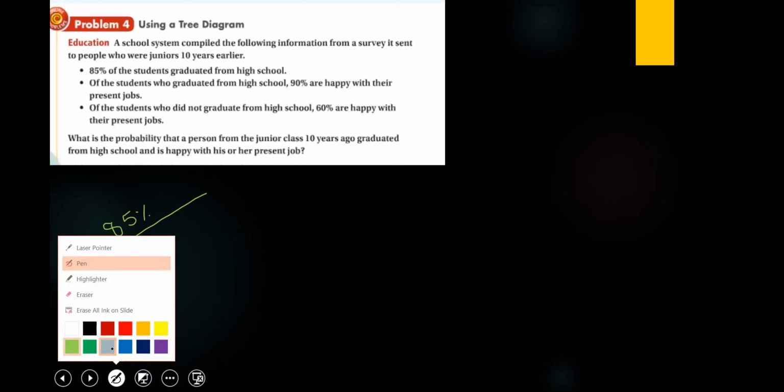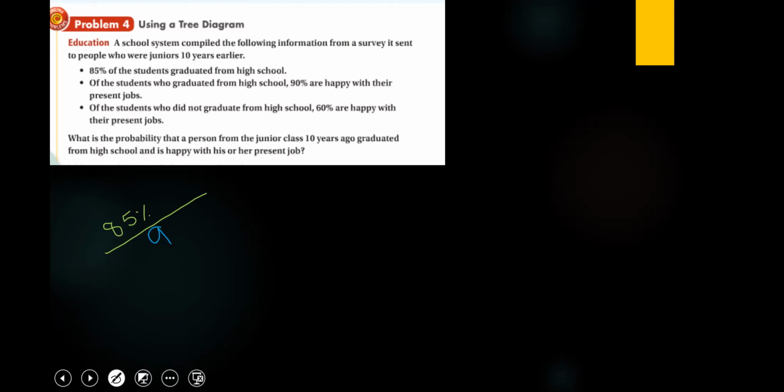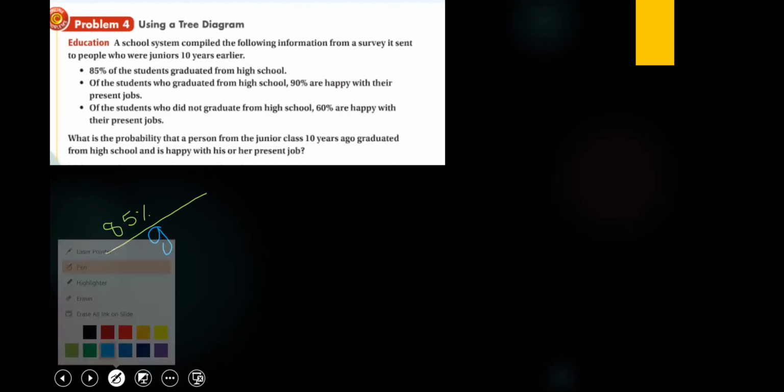Here now, using a tree diagram. A school system compiled the following information from a survey it sent to people who were juniors 10 years earlier. Now let's see first how we draw the tree diagram. 85% of students graduated from high school. So here we have 85% graduated from high school, and I will write them as G.